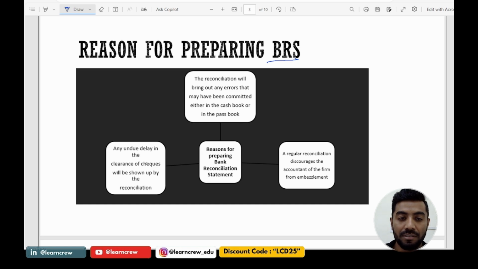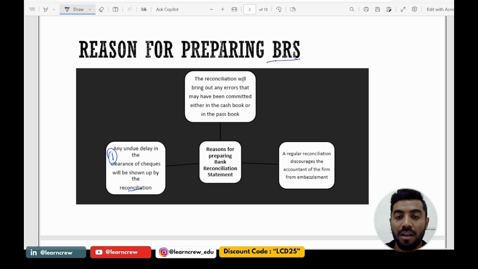Any undue delay in the clearance of a cheque will be shown up by the reconciliation. Say, for example, you made payments through cheque. When you make payments through cheque, in your books it will be recorded, but in the passbook, in the bank, until the clearance, it won't be recorded. So which is cleared and which is not cleared, you'll be getting a statement at the end of the month. To know those items, the bank reconciliation statement is prepared. That is one of the reasons.